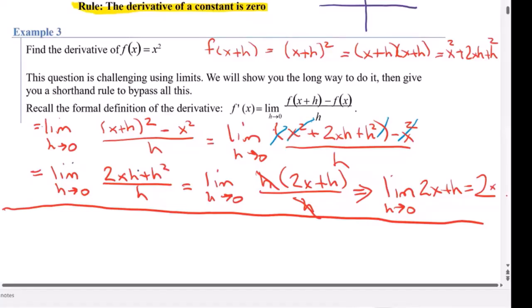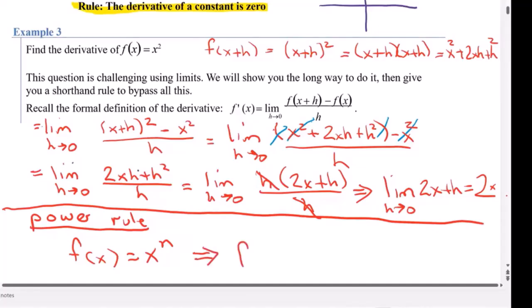Our general rule is called our power rule. I think we'll see this again. And our power rule says if f of x is equal to x to the n, any value, could be fractions, it could be pretty much anything, then the derivative of this function would equal n times x to the n minus 1. All right, we'll be using all of these. Don't be concerned.